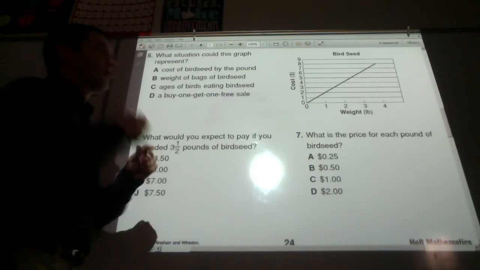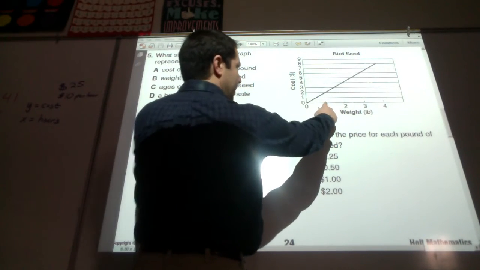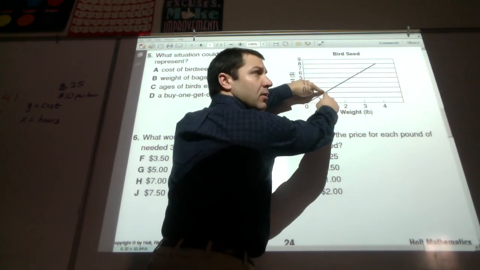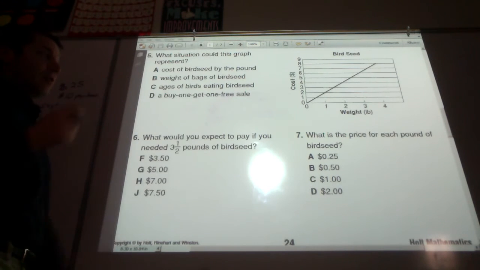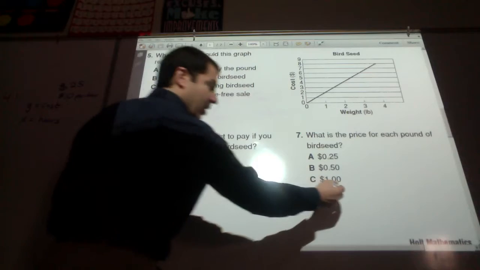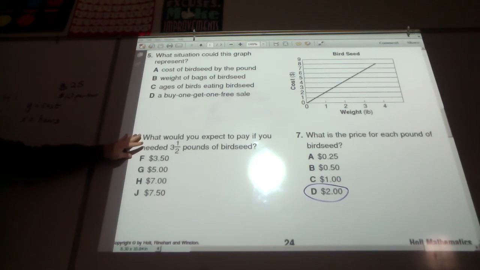So how much was it for 1 pound of birdseed? And really all you had to do is go like this. 1 pound of bird feed is exactly $2. Okay? So our answer for number 7 was D, $2. Now, how can we use that to find 6?